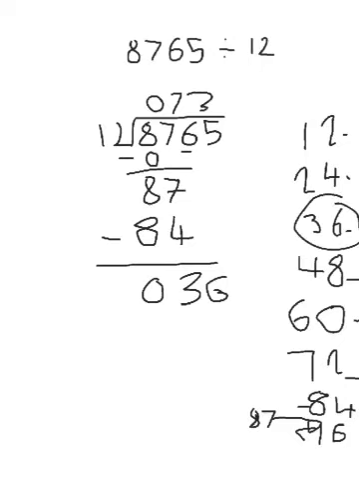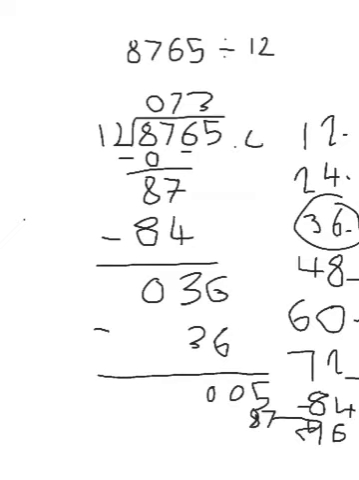Now we're going to do 36 take away 36, which is 0. 12 goes into 0 0 times. Bring down your 5. Then 12 goes into 5 0 times. So we put our decimal there, and we bring down a 0.